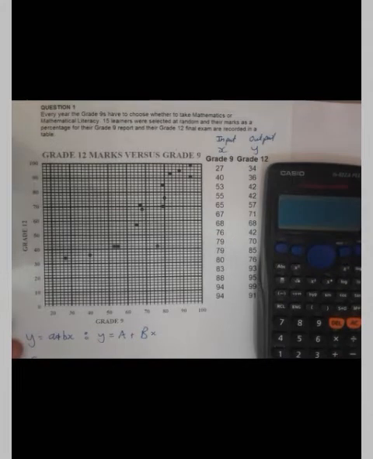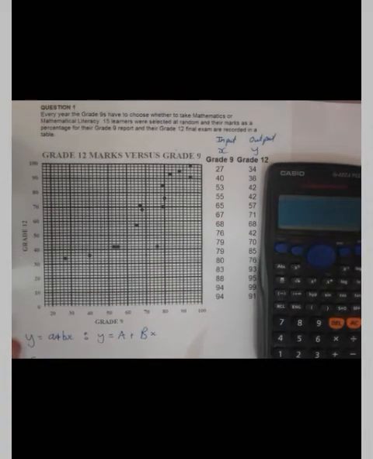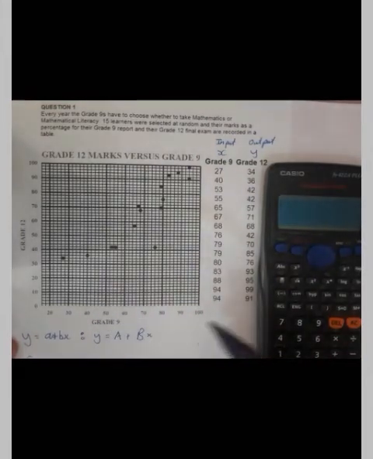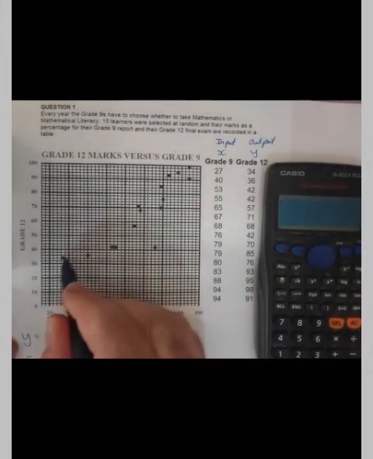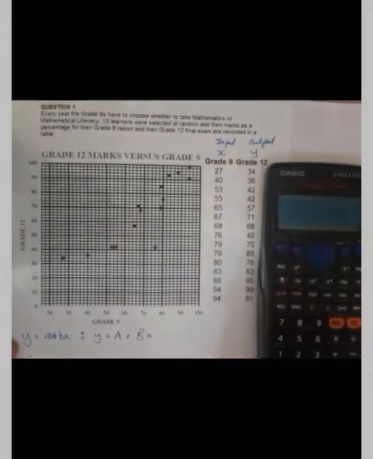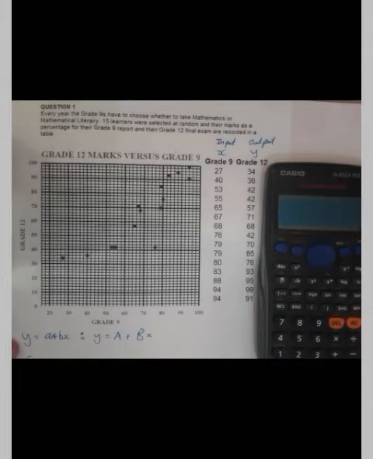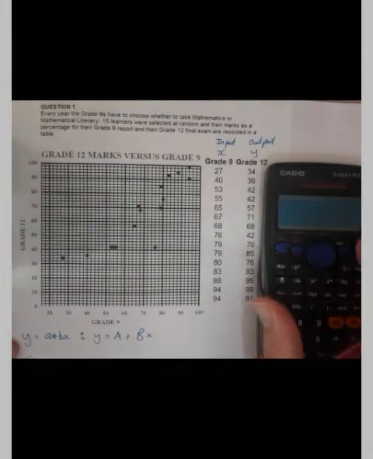Let's read the question. Every year the grade 9s have to choose whether to take mathematics or mathematical literacy. 15 learners were selected at random, and the marks as a percentage for the grade 9 report and grade 12 final exam are recorded in a table. I'm not going to go into the details straight away, but you can see, for instance, there's 27 and 34, and up here we've got 94 and a 99 and a 91. So a lot of the work we're going to do will need to be on the calculator.